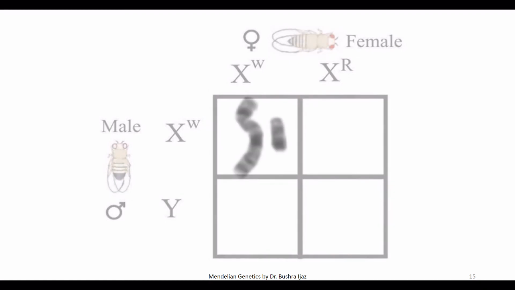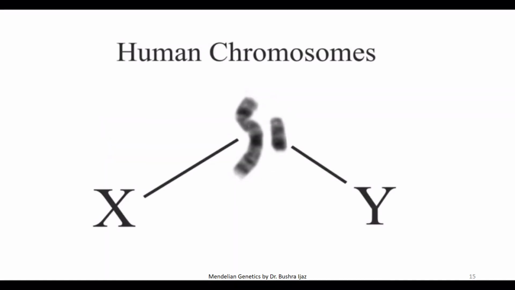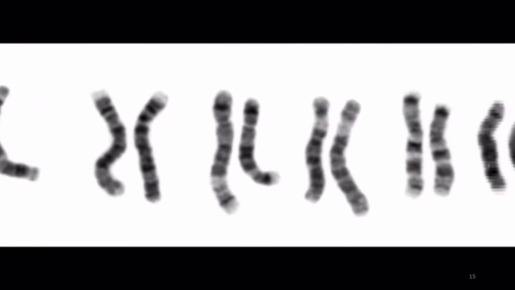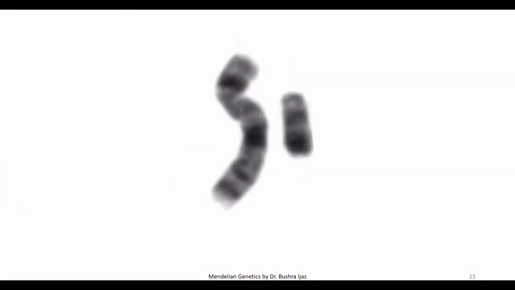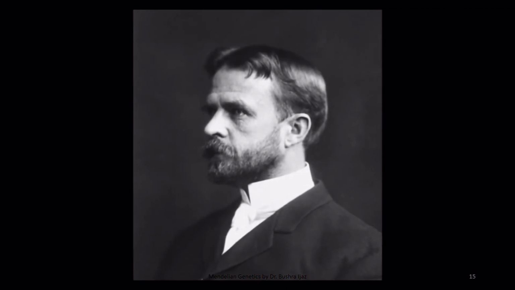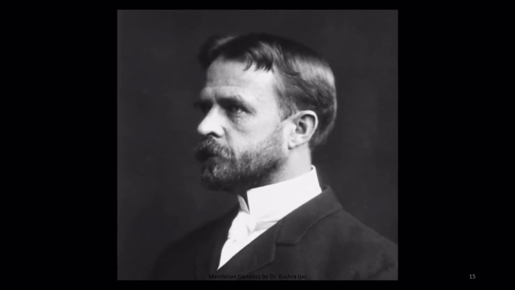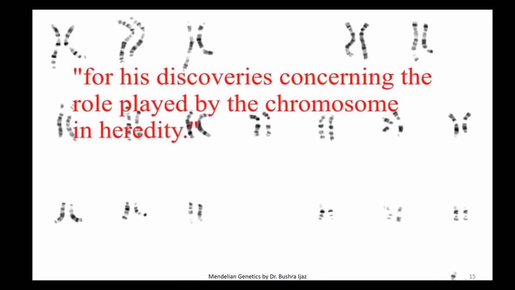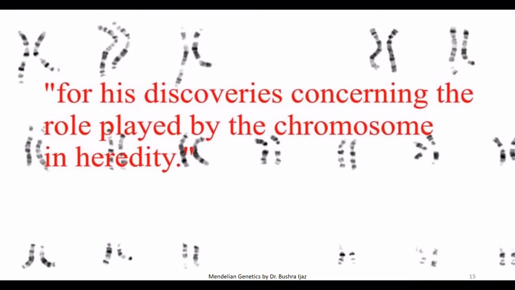Discovering the relationship between the X and Y chromosomes and inherited traits is a pivotal discovery. Among other things, it explains why the prevalence of some diseases or disorders is different for men and women. Traits like color blindness and afflictions like hemophilia are tied to genes on the X chromosome. In 1933, Morgan was awarded the Nobel Prize in Physiology. The award read, "For his discoveries concerning the role played by the chromosome in heredity."